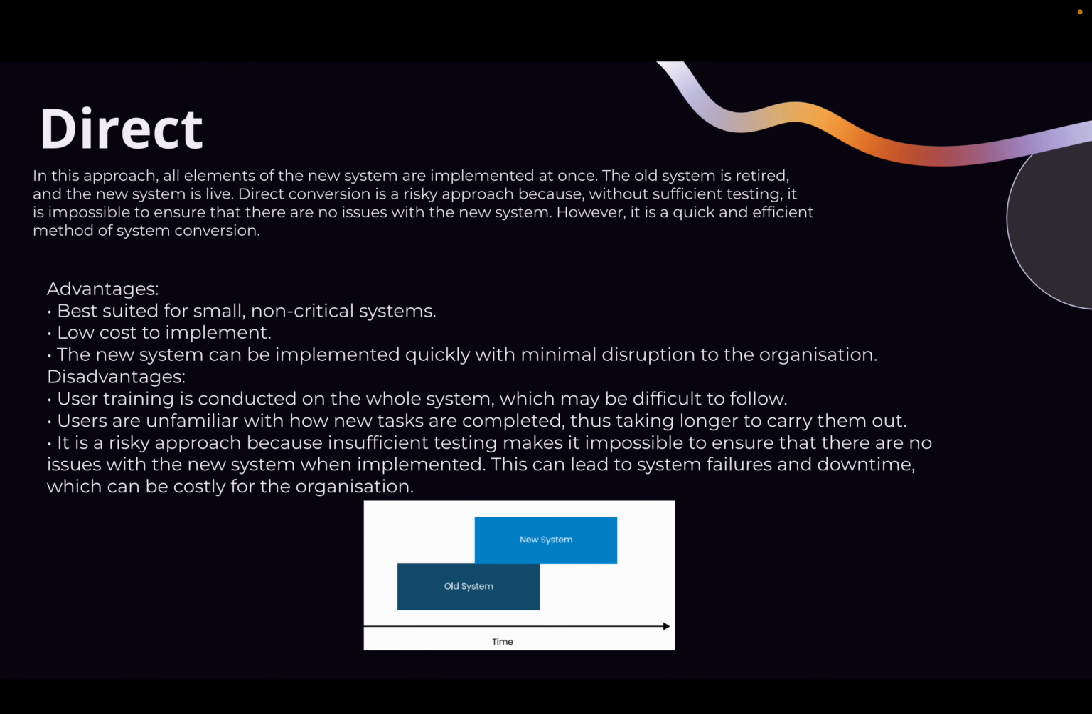The next would be direct implementation or method. This is all about all elements of a system being implemented in one go. The old system is retired and the new system is live. This is direct conversion and is a risky approach without sufficient testing. It's impossible to ensure that there are no issues with the new system. However, it is a quick method of system conversion.